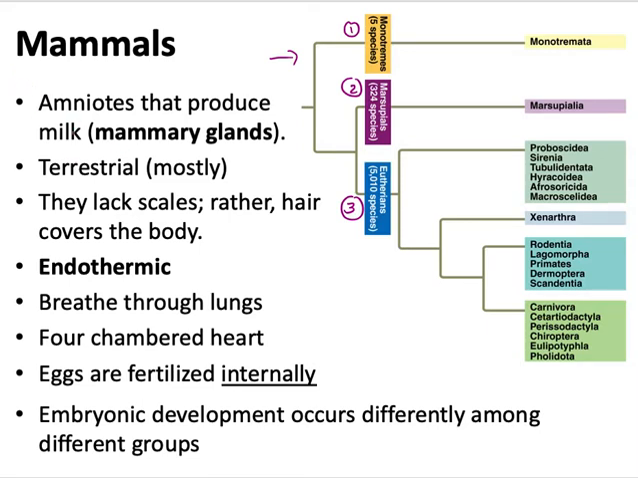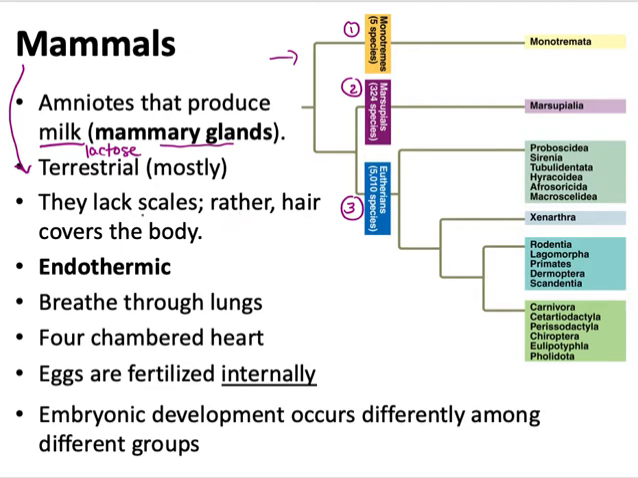So the first is that mammals produce milk. Milk includes the sugar lactose. Remember that lactose is a disaccharide made up of two monosaccharides, glucose and galactose. Milk is produced by mammary glands, so mammary glands will be found in all female mammalian species. Mammals are primarily terrestrial. There are exceptions, of course, like whales and dolphins.